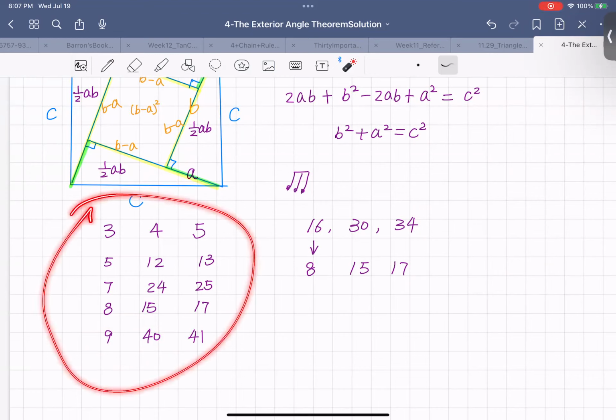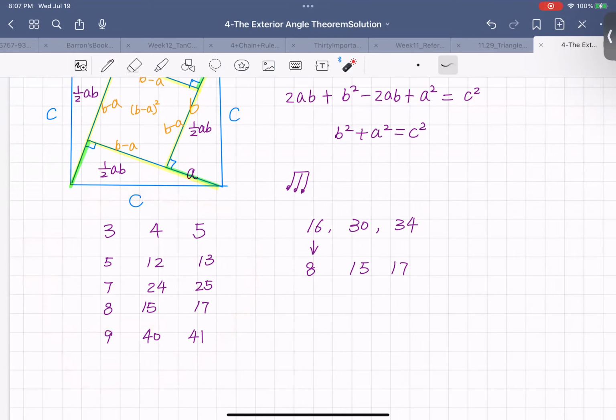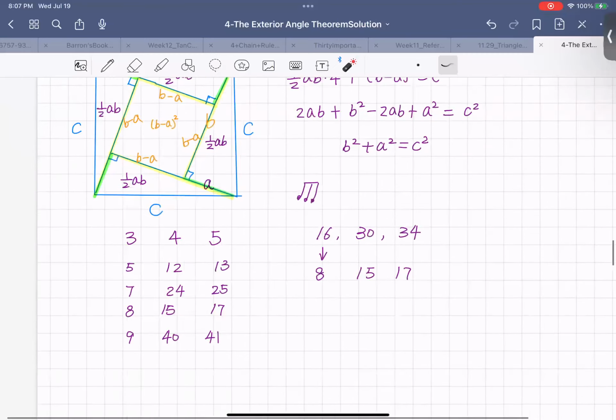This is going to serve you from geometry all the way to calculus, and also in college. People think you are smart, you are a genius. Actually, you just know these triplets. Write down your notes. This is the time for you to write down these important notes. Any questions so far?